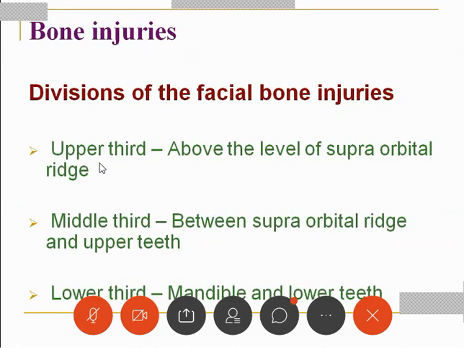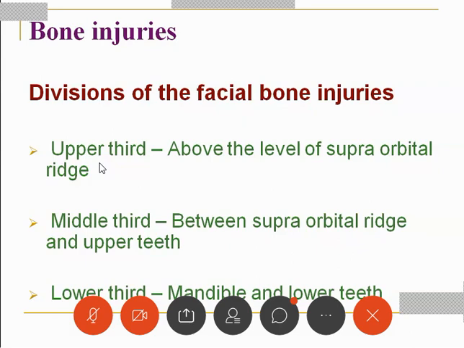So we come to facial bone injuries, divisions of the facial bone injuries. Upper third: above the level of the supraorbital ridge. Middle third: between the supraorbital ridge and upper teeth, like the upper gingiva. Lower third: mandible and lower teeth. These are the domains, divided for convenience of treatment modalities and description, for the facial-maxillary surgeons, ENT surgeons, plastic surgeons and dental surgeons to deal with.